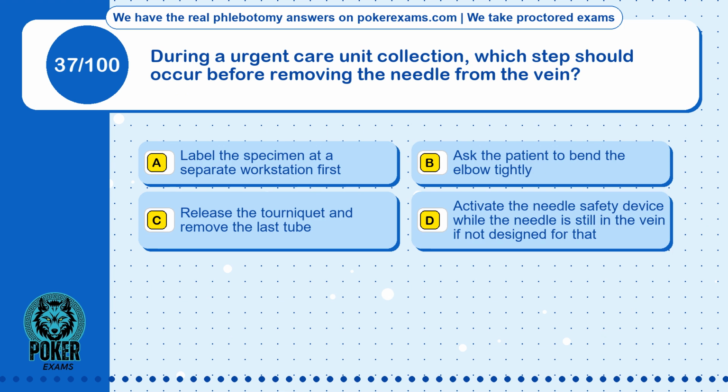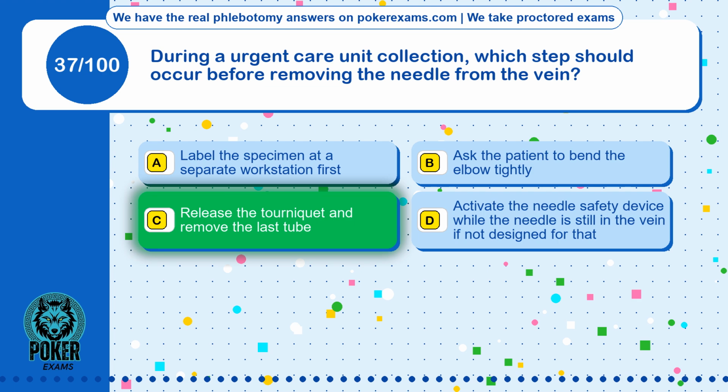Question 37. During an urgent care unit collection, which step should occur before removing the needle from the vein? Option A. Label the specimen at a separate workstation first. Option B. Ask the patient to bend the elbow tightly. Option C. Release the tourniquet and remove the last tube. Option D. Activate the needle safety device while the needle is still in the vein if not designed for that.